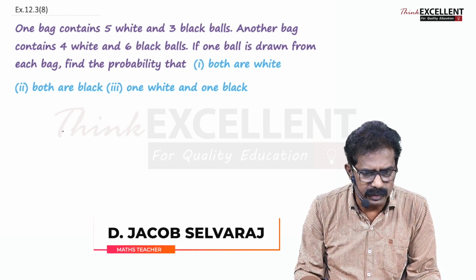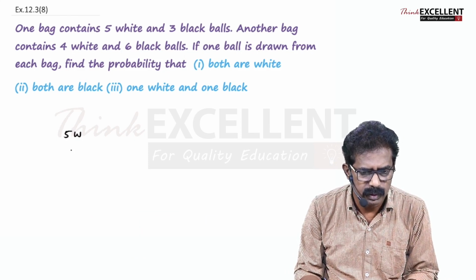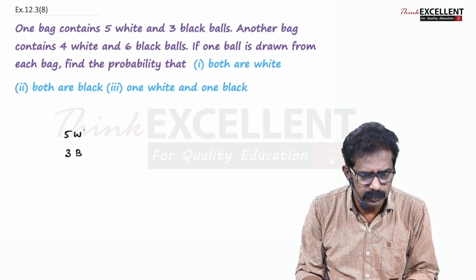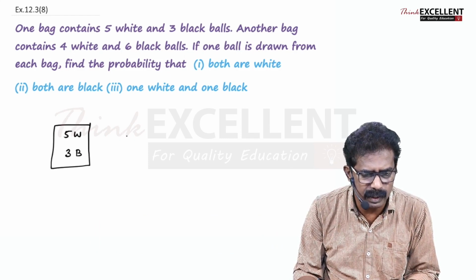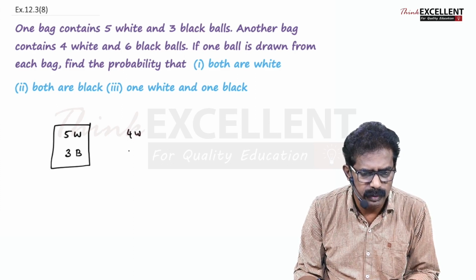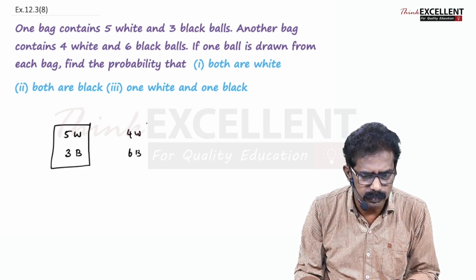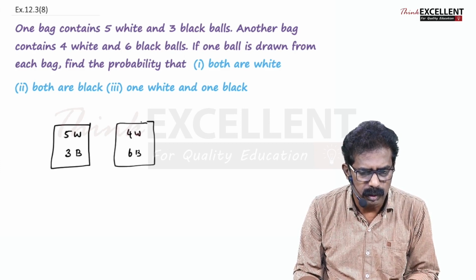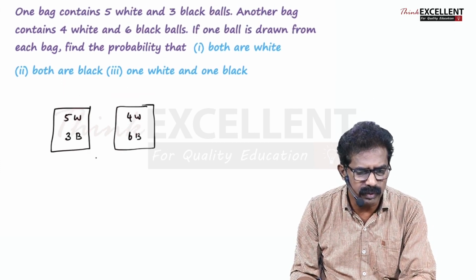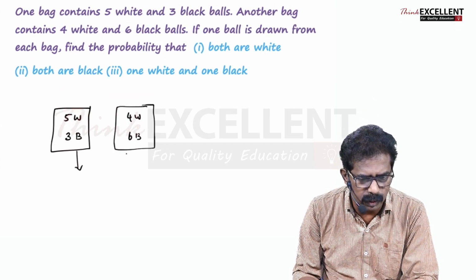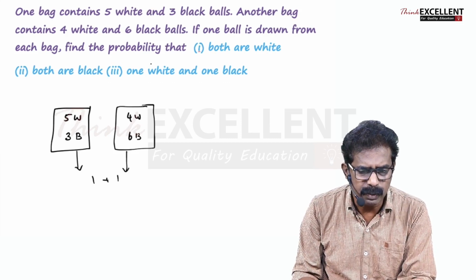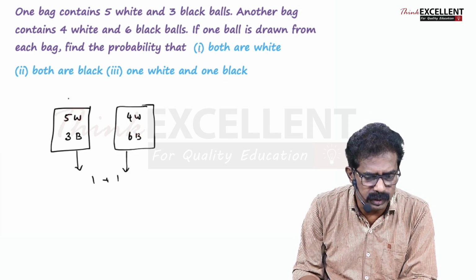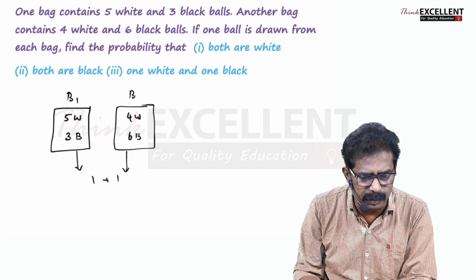One bag contains 5 white, 3 black. Another bag contains 4 white, 6 black balls. If one ball is drawn from each bag, here you draw 1, here you draw 1. So 1 plus 1, totally 2 balls, 1 from each bag, right? Find the probability that both are white. So this is the first bag, this is the second bag, right?